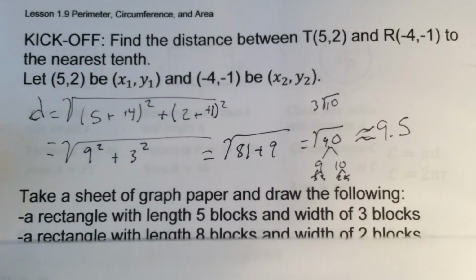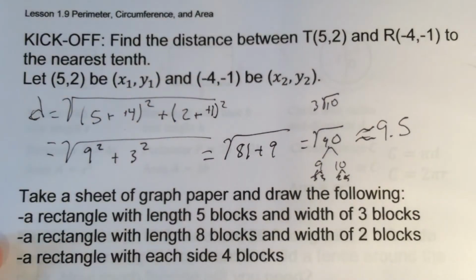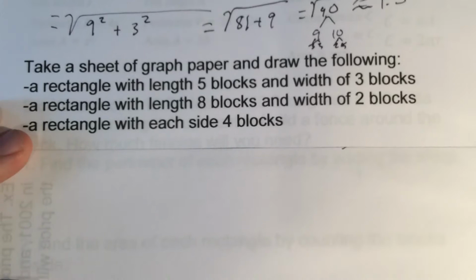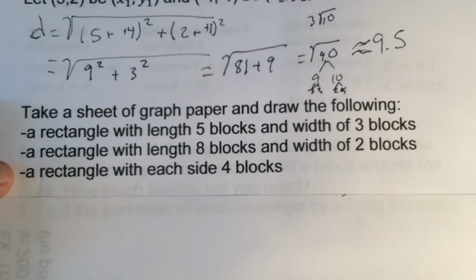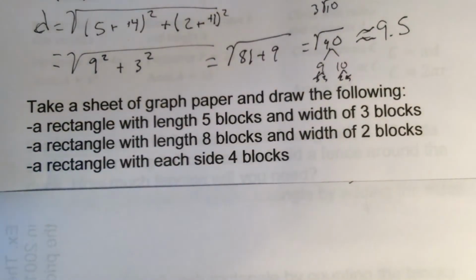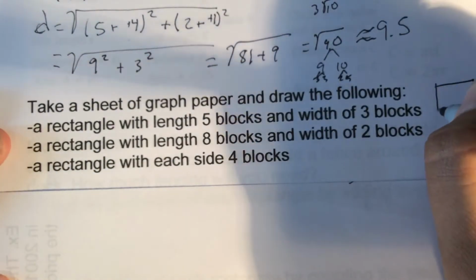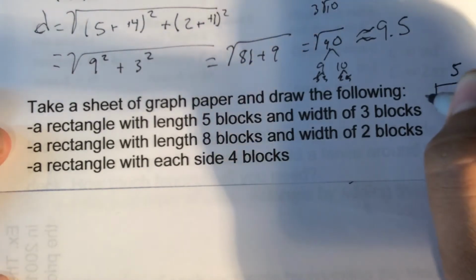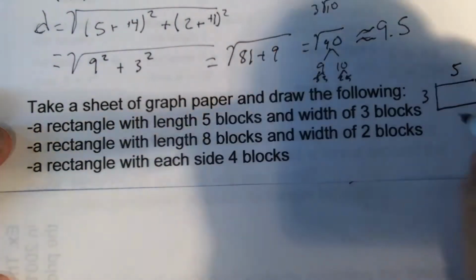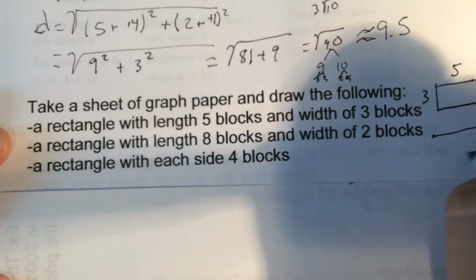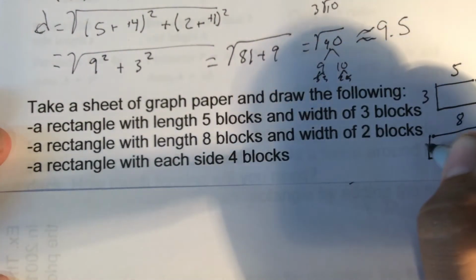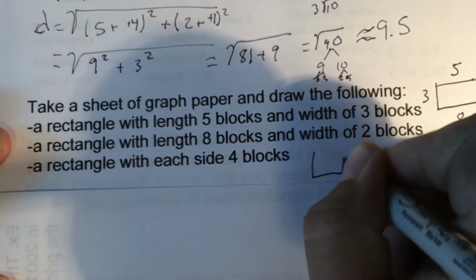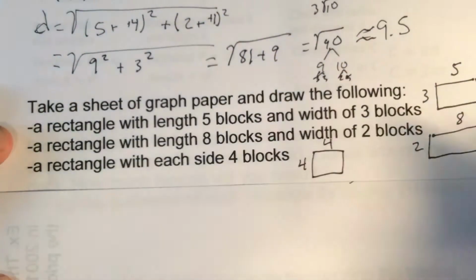So, moving on to today's lesson. If you were in class, which I don't know if you'd have this sheet of graph paper at home, what I would have you do if we were in class is take out a sheet of graph paper and then you would draw 3 different rectangles. One would have a length of 5 blocks with a width of 3. The next one is 8 blocks long by a width of 2, and then the last one will be 4 by 4.